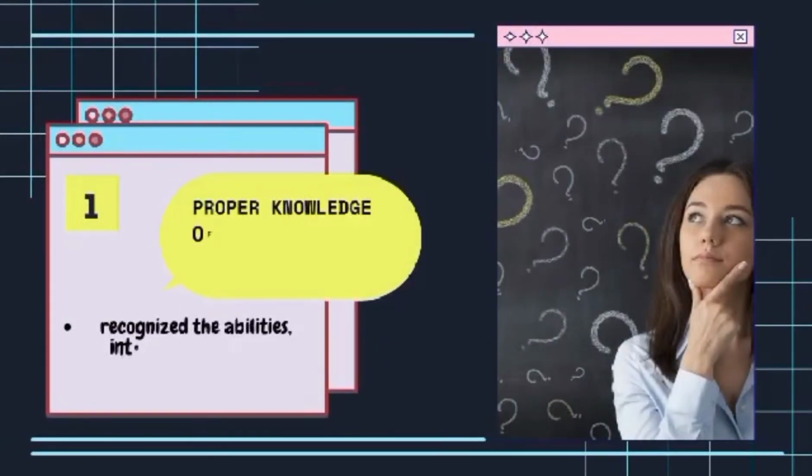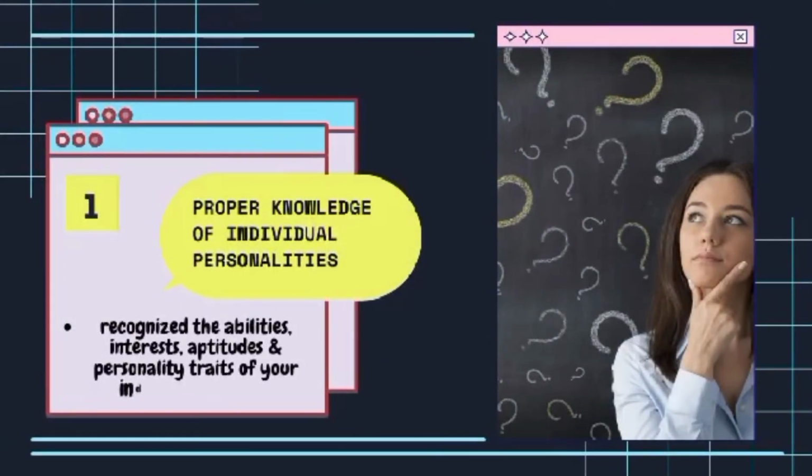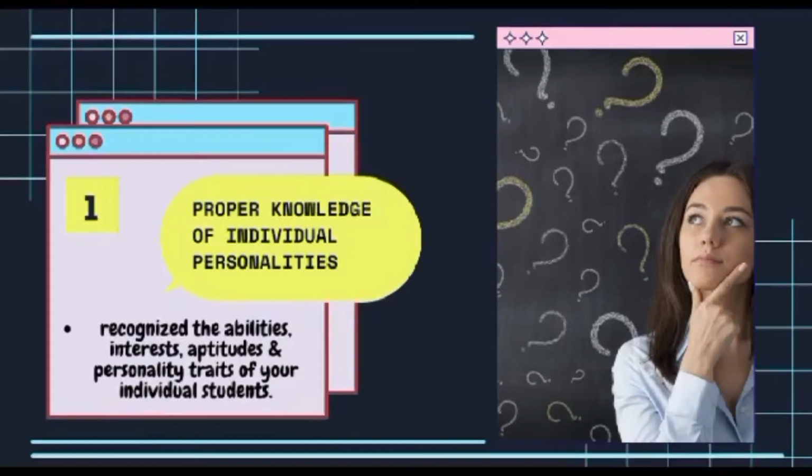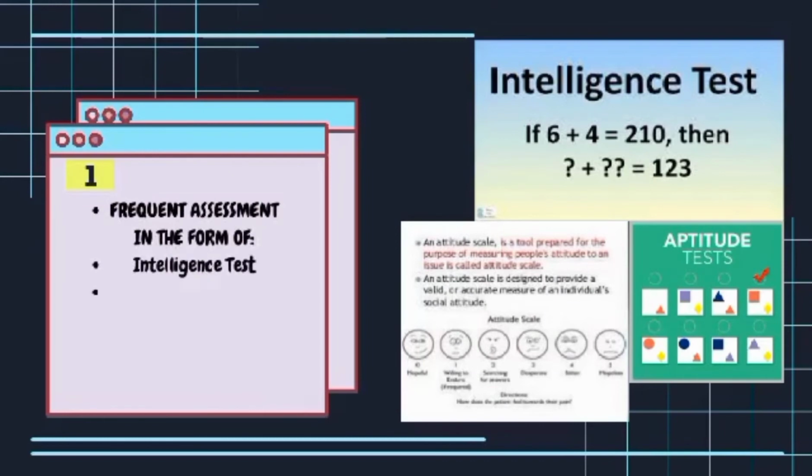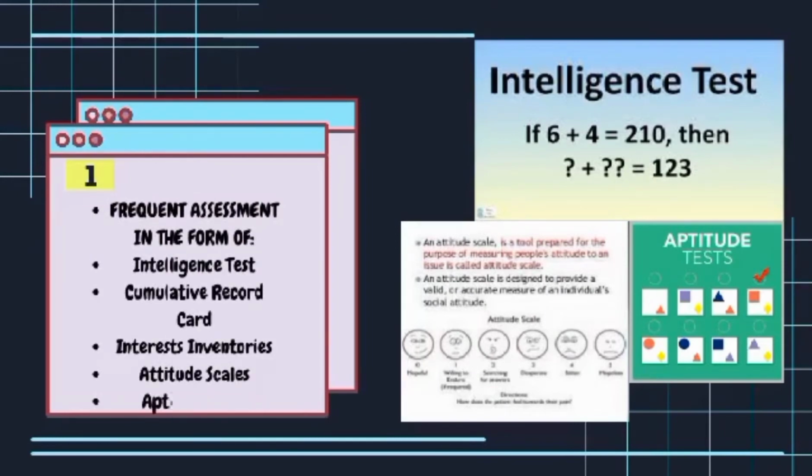So the first course of action to be taken in order to make provisions for individual differences in school is to have proper knowledge of individual personalities, where you recognize the abilities, interests, aptitudes, and other personality traits of your individual students. Because without knowing the different personalities of your students, you can't properly choose what is the appropriate method of teaching to be utilized. Or you might leave some students behind, resulting in a non-conducive classroom. And in order to have proper knowledge of the differences of the students, there should be frequent assessment.